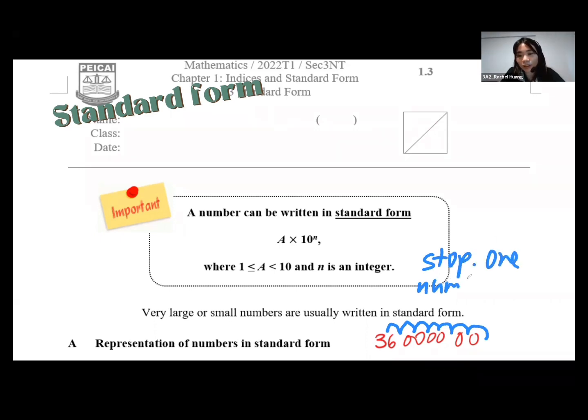So I stop when there is one number in front. Okay, so the one number in front is my 3. Okay, that's why I'm able to stop. What I will get is 3.6 times 10 to the power of the number of jumps that I've jumped. Okay, so that is basically how you use standard form, right, to represent your numbers.